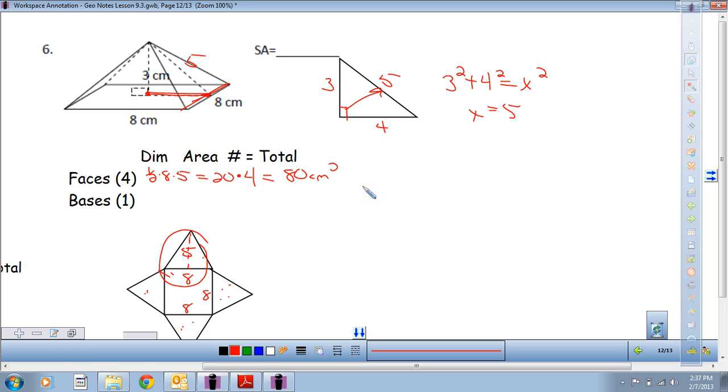And then we look at the base. We just have that one base that has dimensions of 8 by 8, which gives me an area of 64. So I only have one of those. So remember, this part's my LA, and then we add on the base for that total surface area. So we take 80 plus 64. It gives a total surface area of 144 centimeters squared.